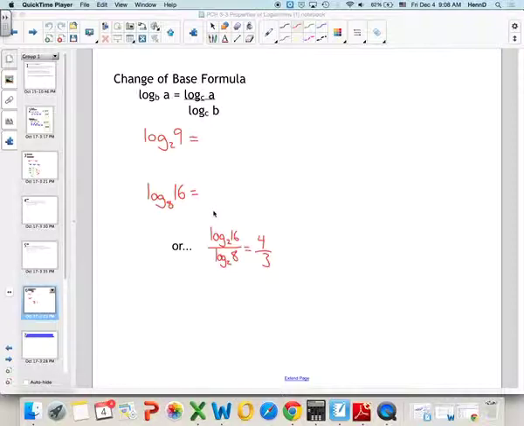So that's why they brought it down to just log base 10 and log base e, because they didn't want to have to make a table for every possible base. Okay? So we could use the change of base formula.